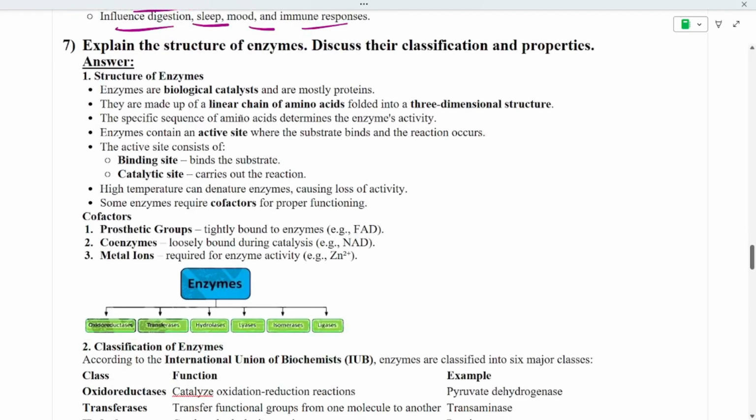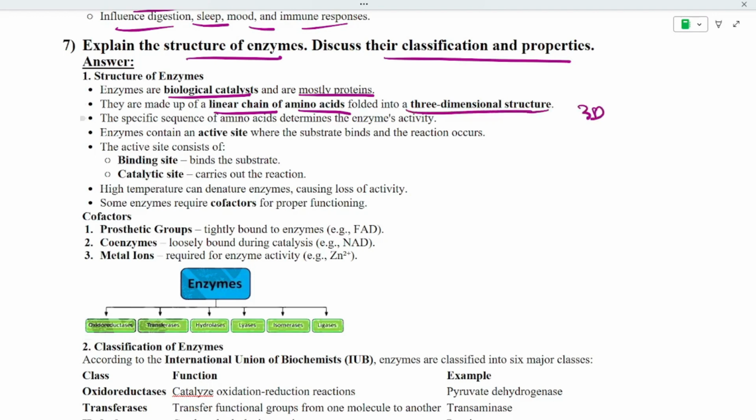Next, the 7th question: structure of enzyme, and discuss their classification and properties. What are enzymes? Enzymes are biological catalysts, mostly proteins. They are made of a linear chain of amino acids folded into a 3-dimensional structure, and their sequence of amino acids determines the enzyme's activity. You can see the active site here. There are two types of active site, binding and catalytic. Binding means it binds the substrate, and the reaction is carried out by the catalytic site. Cofactors are prosthetic groups, coenzymes and metal ions.